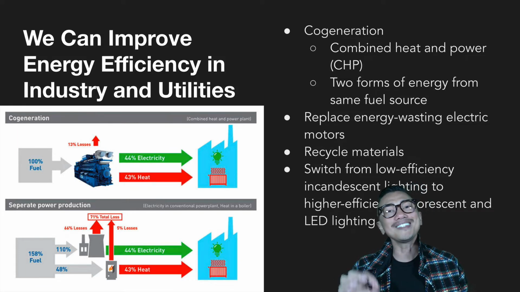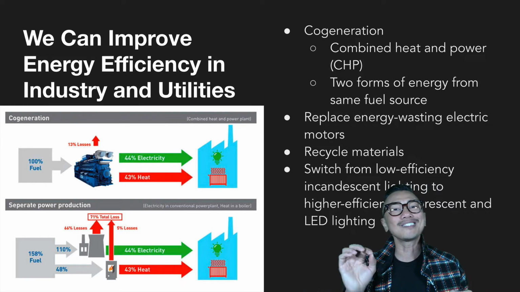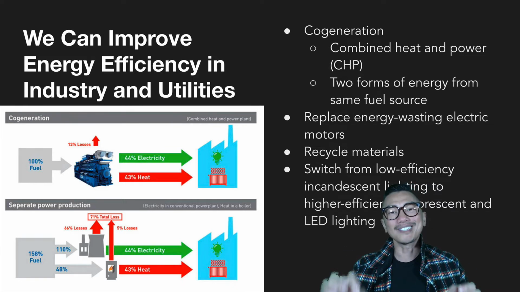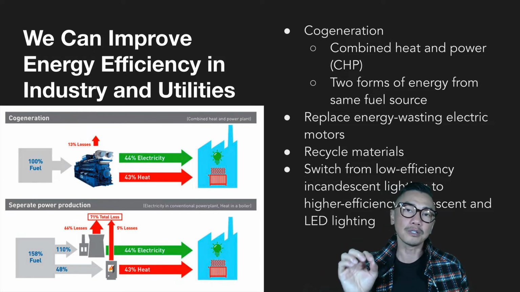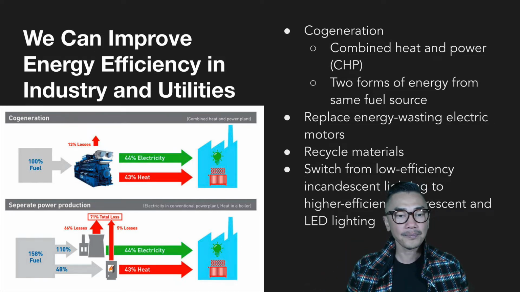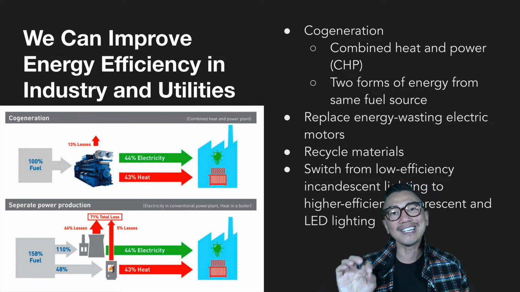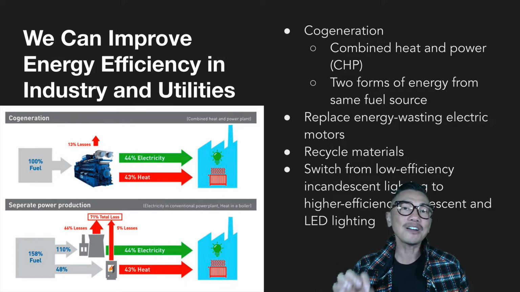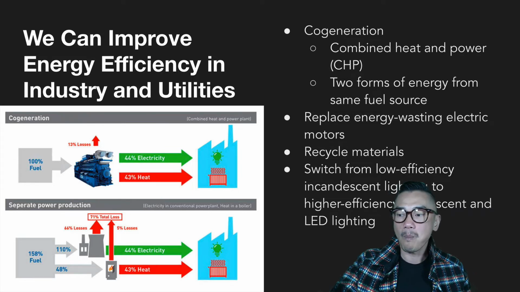We can replace energy-wasting electric motors for more modern, energy-efficient ones. We can recycle materials. Recycling metals like steel requires less energy than producing new metal from ore. Finally, we can switch from low-efficiency incandescent light bulbs to higher-efficiency fluorescent or LED lights.